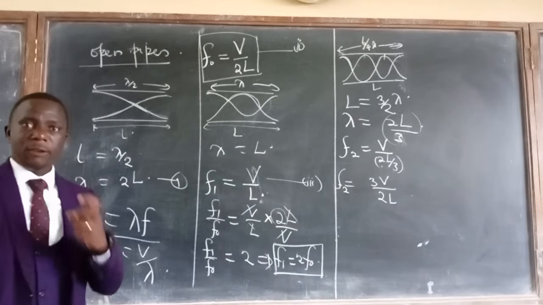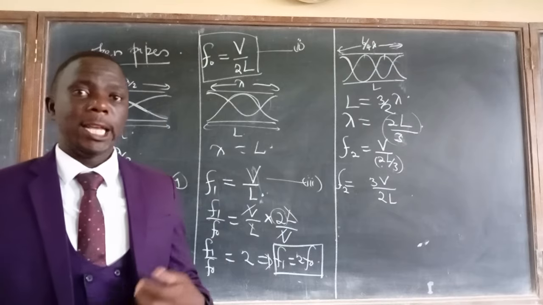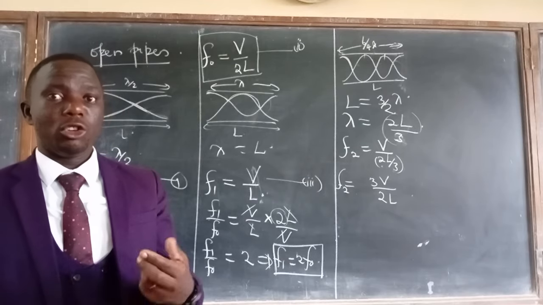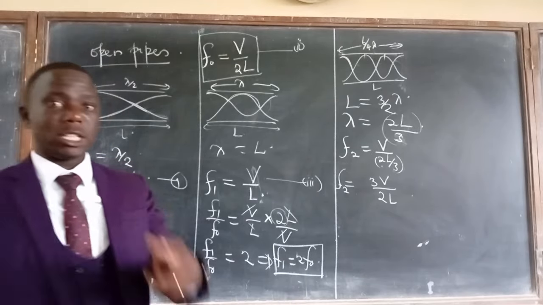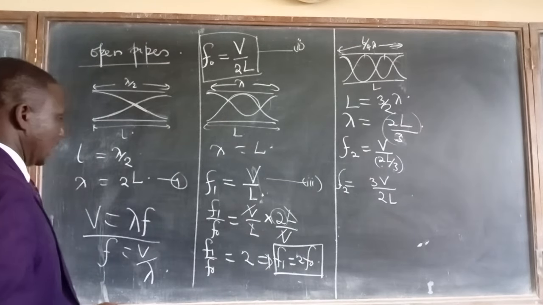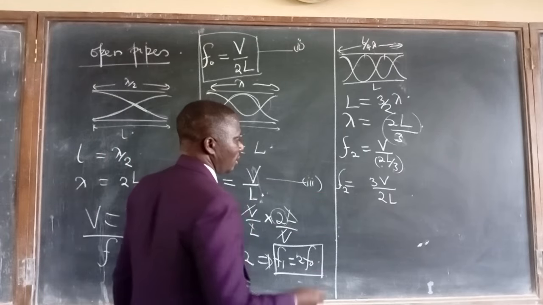This one is what has survived, giving us F1 equals, if I take this side, equals 2F0. So meaning that the first overtone is equal to twice the fundamental frequency. Yes. Let's look at now this one.